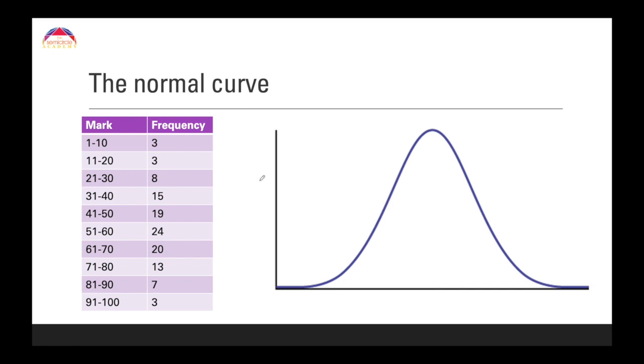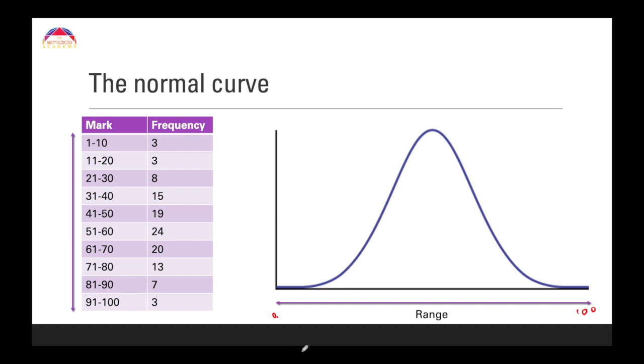So we're dealing with the frequency curve, and this is the range here. We'll talk a little bit more about the range later on. But this range here is basically all the marks from 0 to 100, right? Now, please keep in mind that the range does not always have to start at 0. And when we talk a little bit more about the range, we'll see why, right?